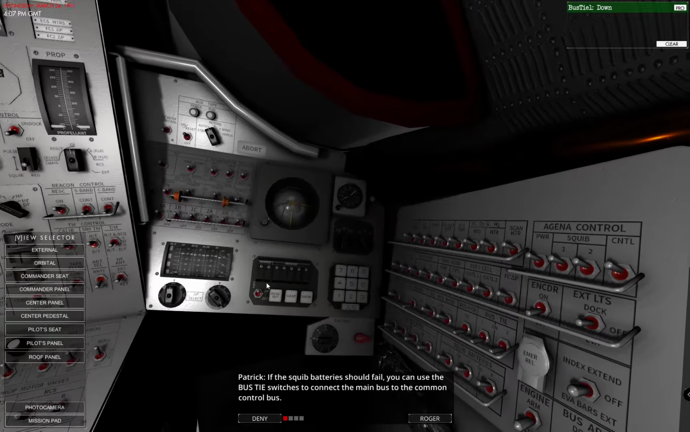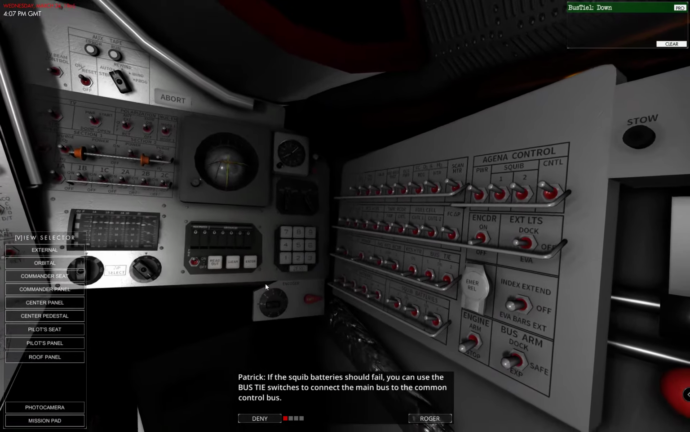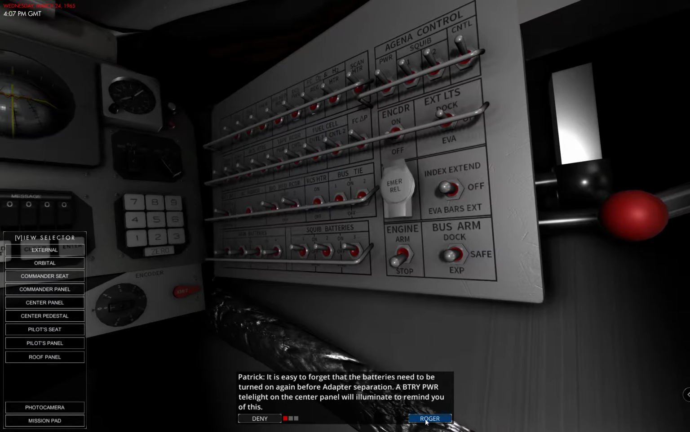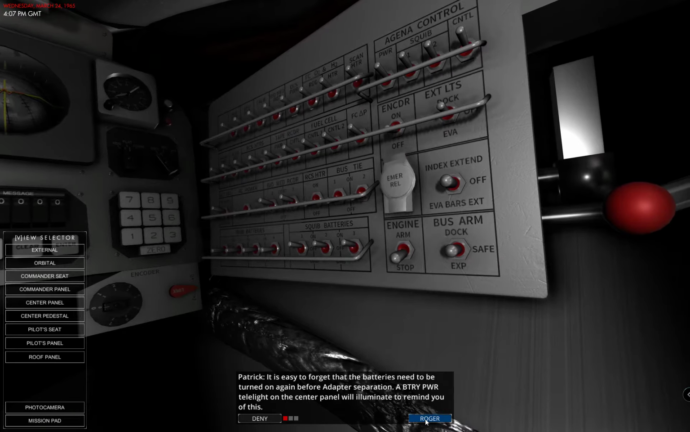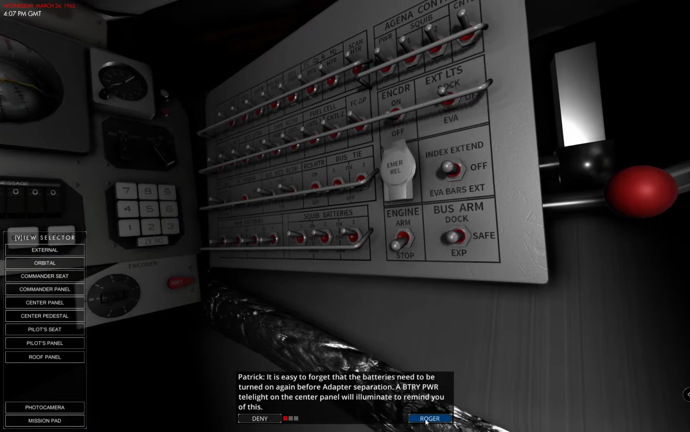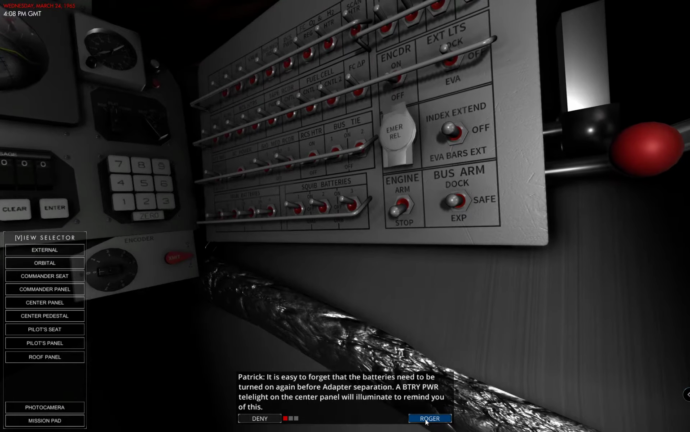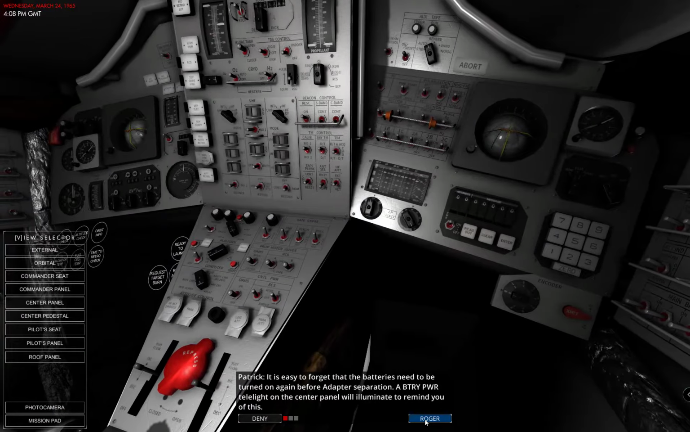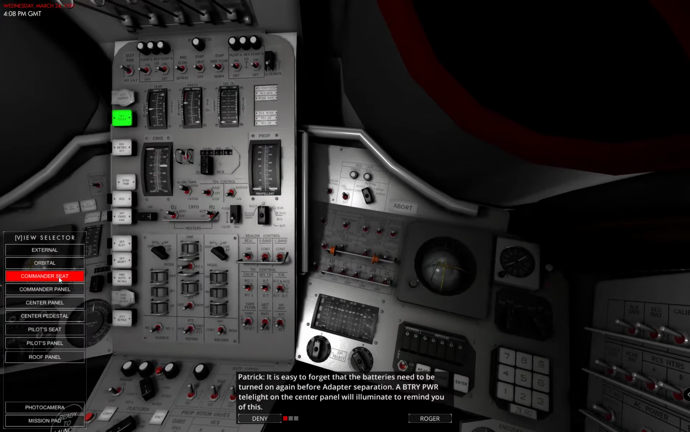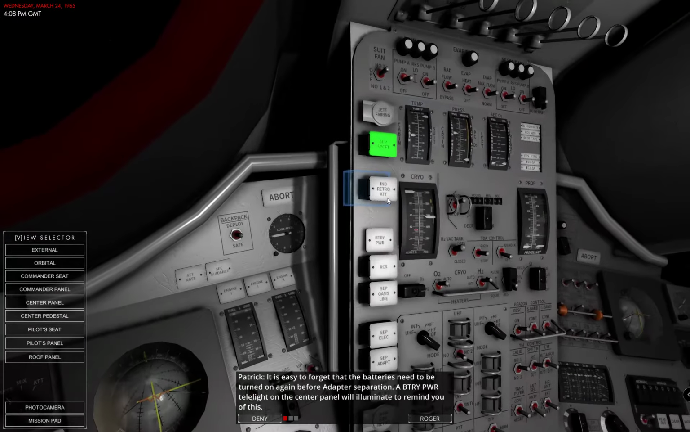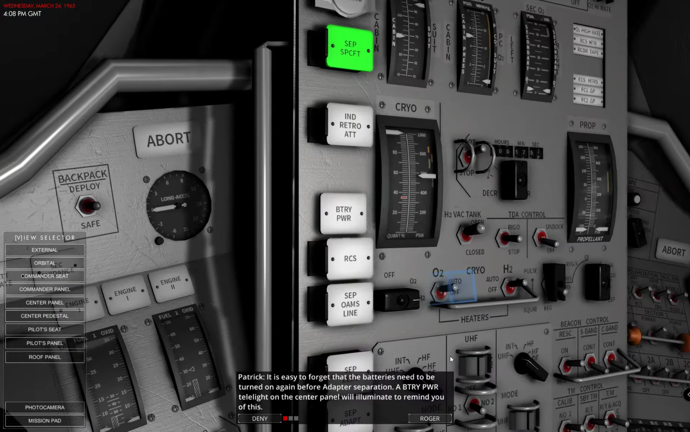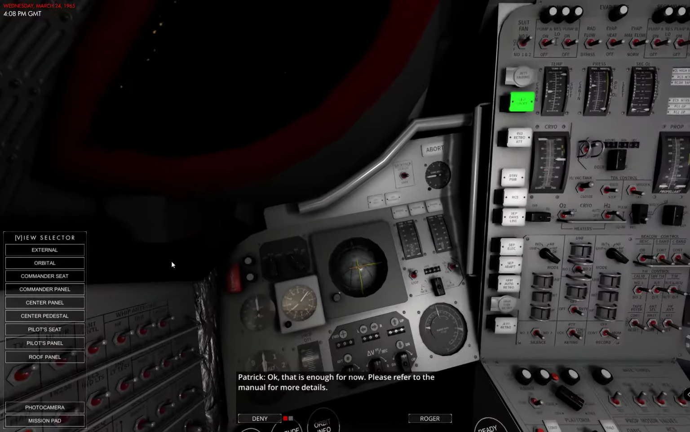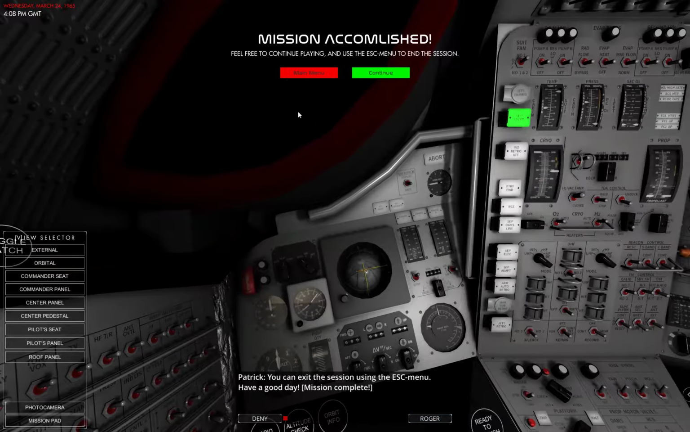If the squib battery should fail, you can use the bus tie switches to connect the main bus to the common control bus. It is easy to forget that the batteries need to be turned on again before adapter separation. The battery power telelight on the center panel will illuminate to remind you of this. Perfect. Oh yeah, that's this one over here. Okay, that is enough now. Please refer to the manual for more details. Okay, that's it.